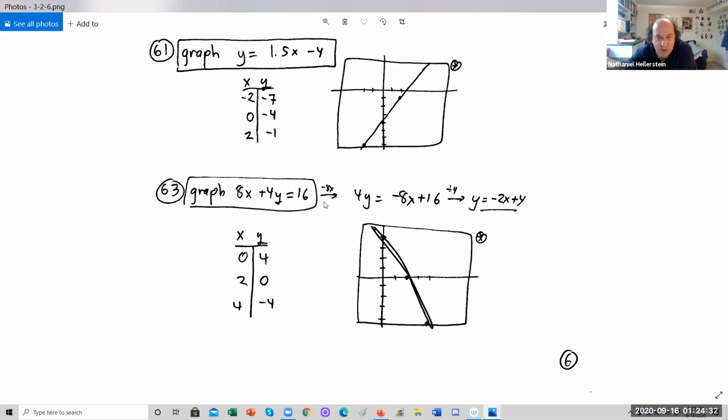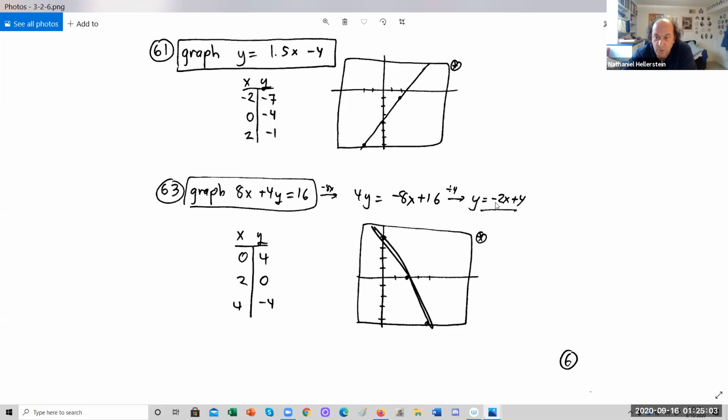Now here we have this equation here. What I'm going to do is solve for y in terms of x. So first I transpose 8x, so 4y equals negative 8x plus 16. Divide both sides by 4 to get y by itself. Negative 8x over 4 is negative 2x. 16 over 4 is 4. Y equals negative 2x plus 4. This is equivalent to this. And then you can just substitute in for x. X is 0, 2, or 4.